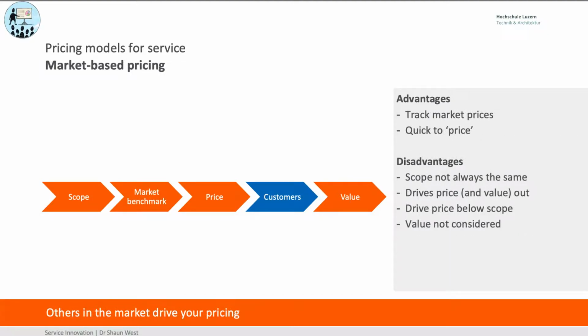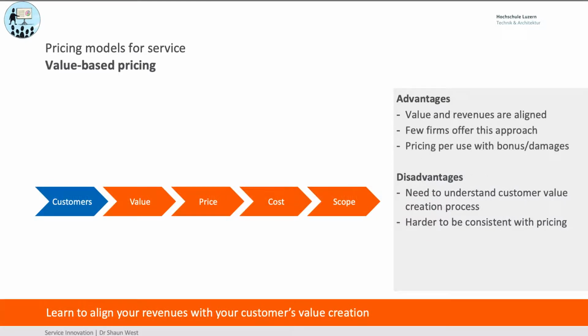Market base is similar. There's a market benchmark. Here, the others in the market determine our pricing. Often we're kind of stuck with it, but it's probably better than cost plus. It's good to know where the cost is, but I want to know where the market rate is. Disadvantage here again, value is really not considered until the end.